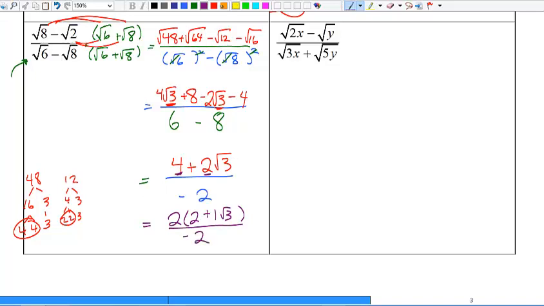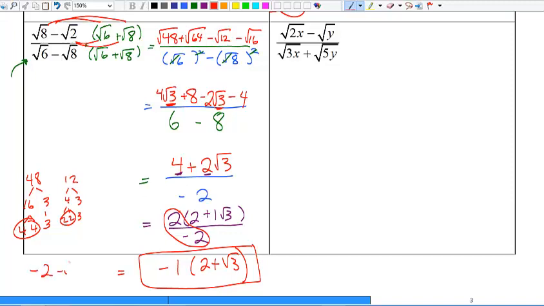And then look what happens here. 2 divided by negative 2, that's negative 1, times 2 plus the square root of 3. This is my final answer. If you want to distribute your negative through, you're welcome to. So another acceptable answer would be negative 2 minus the square root of 3. These are both acceptable.